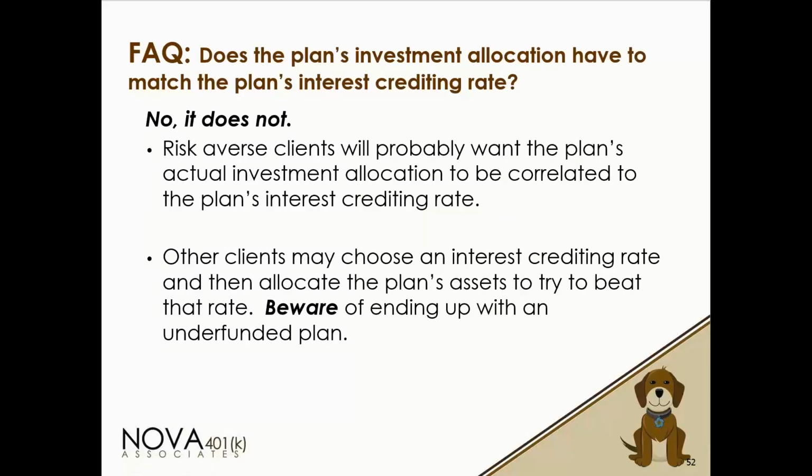Does the plan's investment allocation have to match the plan's interest crediting rate? No, it does not. Risk-averse clients will probably want the plan's actual investment allocation to be correlated to the plan's interest crediting rate. Other clients may choose an interest crediting rate and then allocate the plan's assets to try and beat that rate. Beware of ending up with an underfunded plan.